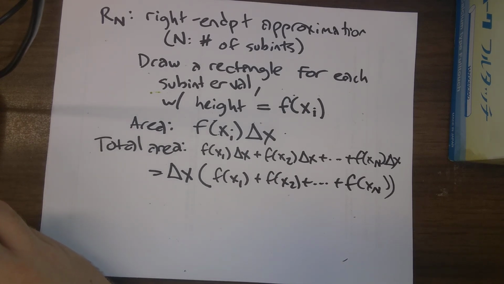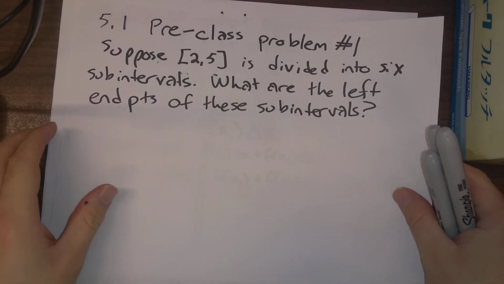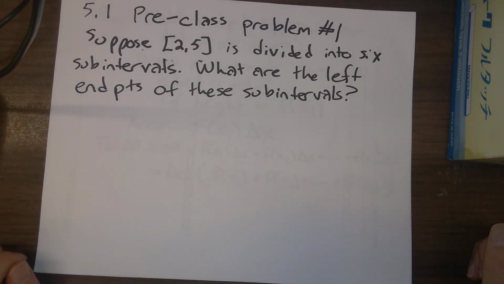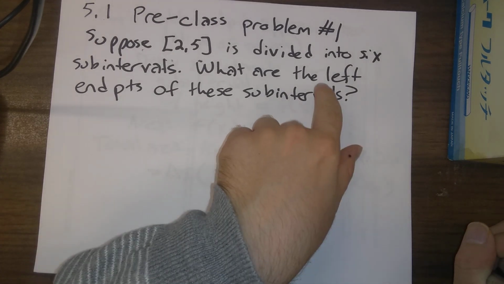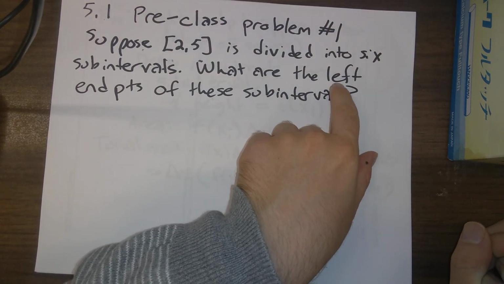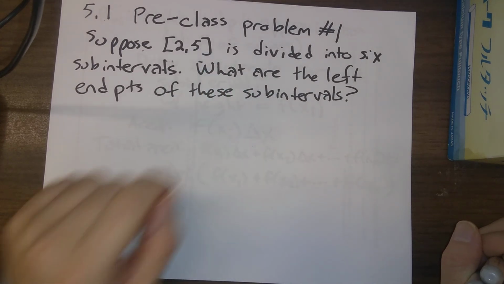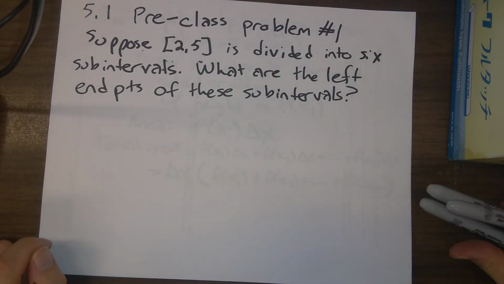This is a good point, I think, to wrap up this video. We'll do a specific example in the next video. But at this point, here's your first pre-class problem: write out the 6 subintervals. I'm asking not for the right endpoints, but for the left endpoints of the 6 subintervals for the interval from 2 to 5.